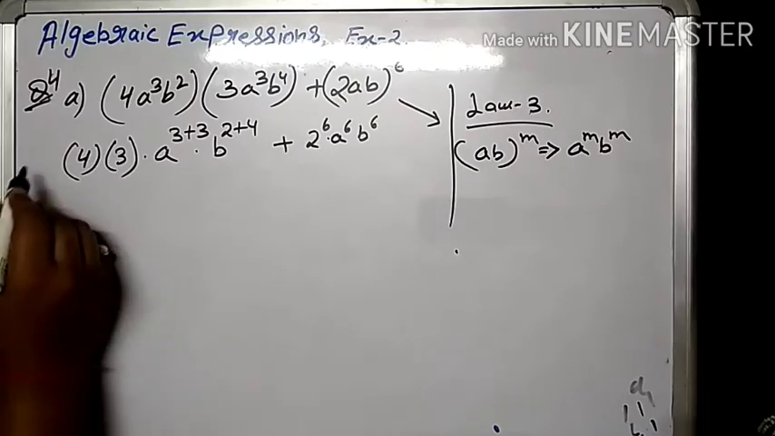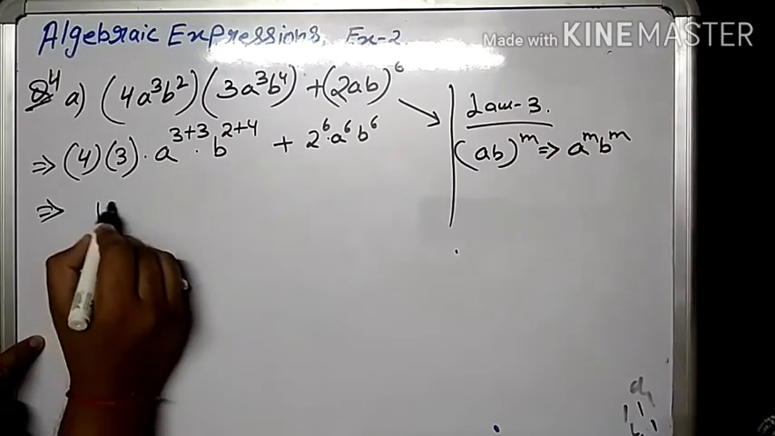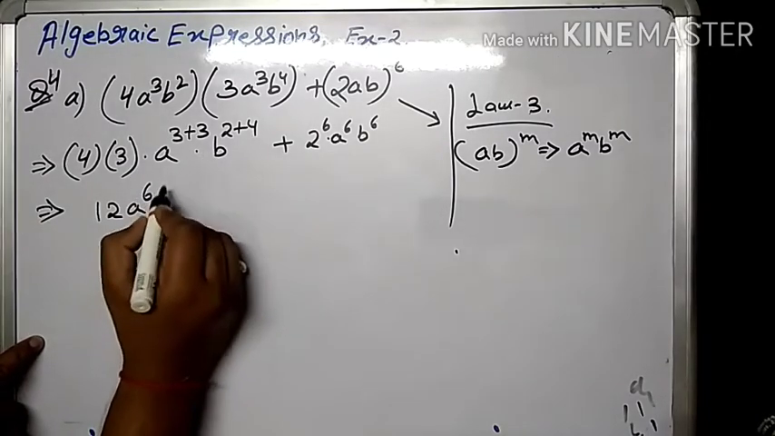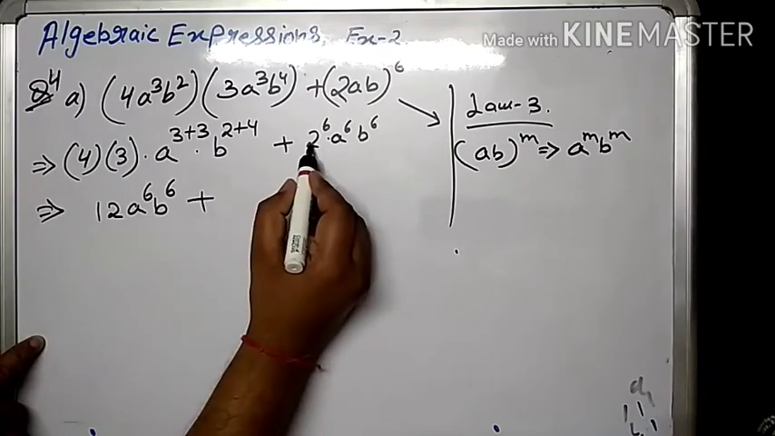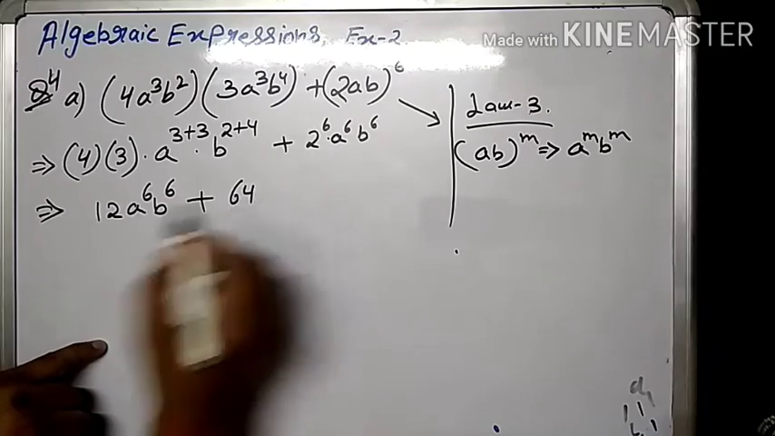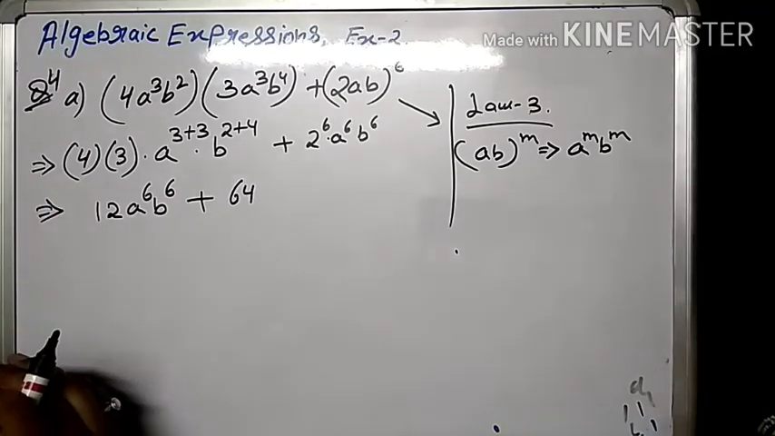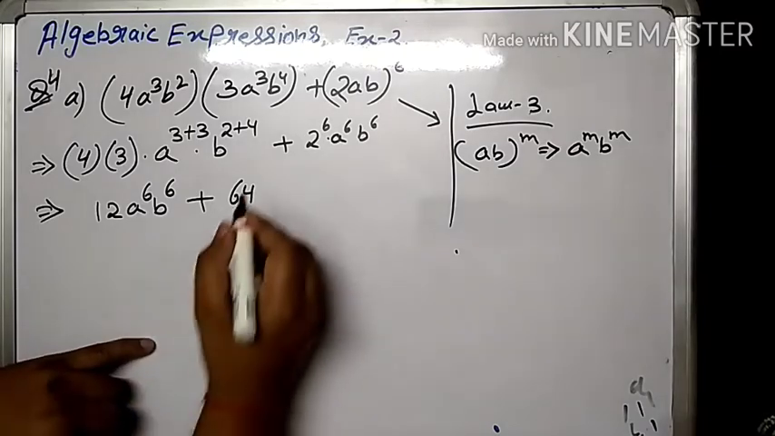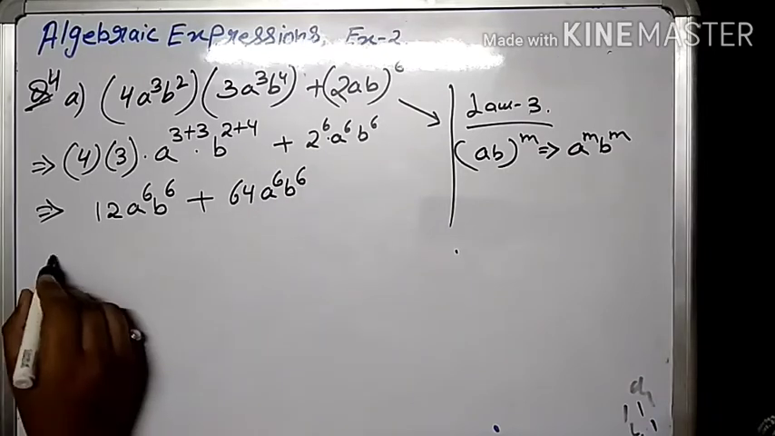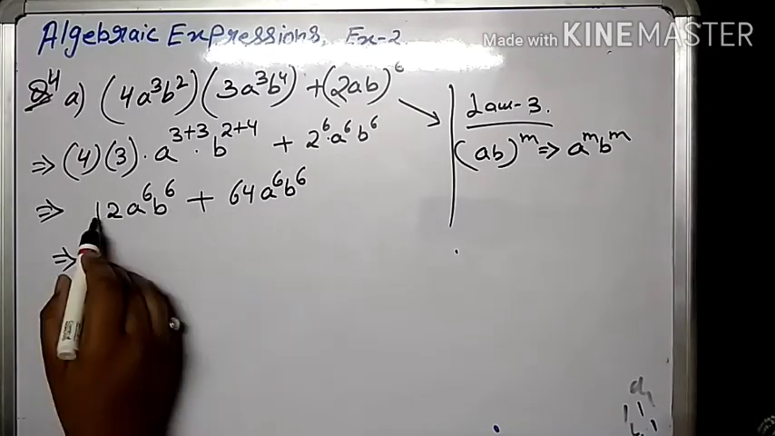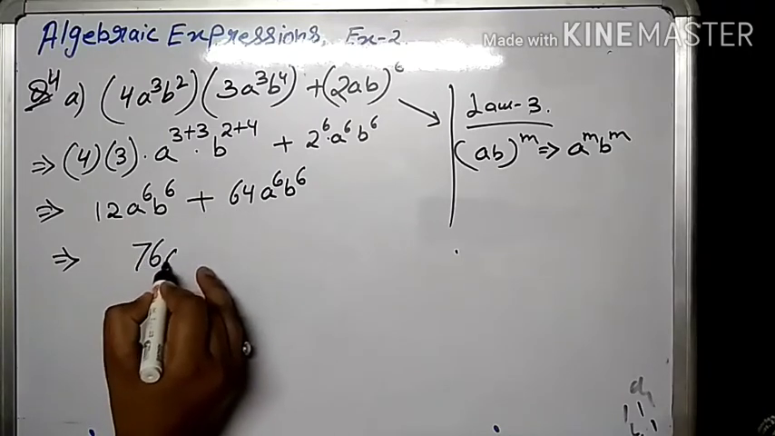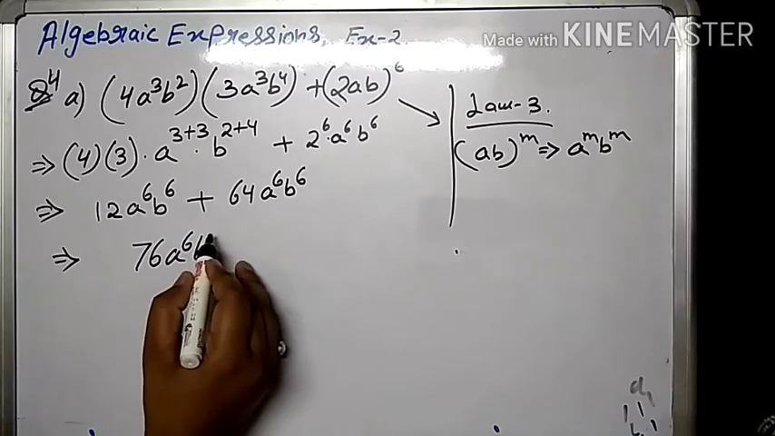Now what will it become? It will become 12 a to the power 6 b to the power 6 plus, if we multiply 2 raised to the power 6, we will get 64. Multiply 2 how many times? 6 times you have to multiply. So it becomes 64 a to the power 6 and b to the power 6. Adding the two values, 12 and 64, it becomes 76 a to the power 6 and b to the power 6.